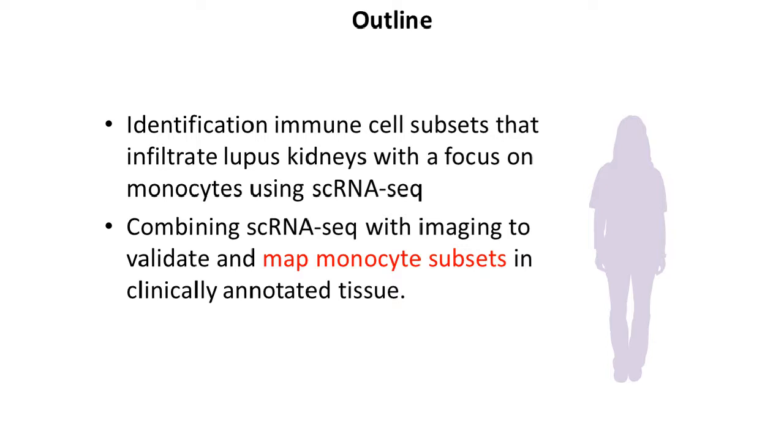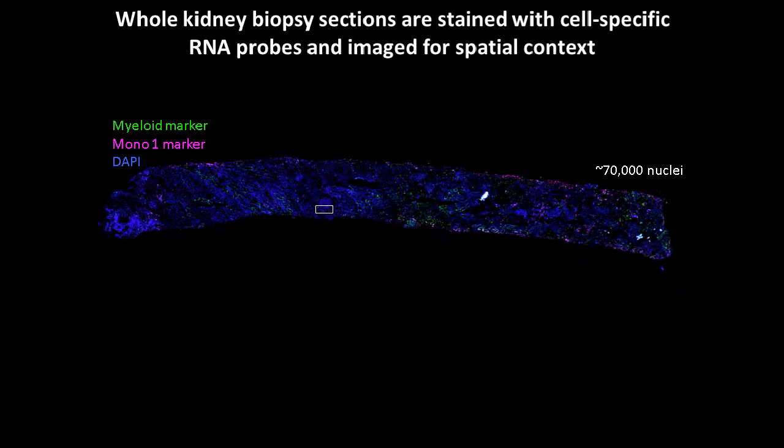So the next part I would like to talk about is how we began mapping those monocyte subsets in clinically annotated tissue. Now we have developed a method to reliably detect the cell types of our interest in clinically annotated tissue, so we wanted to begin scaling up. As I had mentioned before, we like to image whole kidney biopsy sections with our cell-specific RNA probes. The rationale for imaging the entire section is so that we can have all the spatialized context.